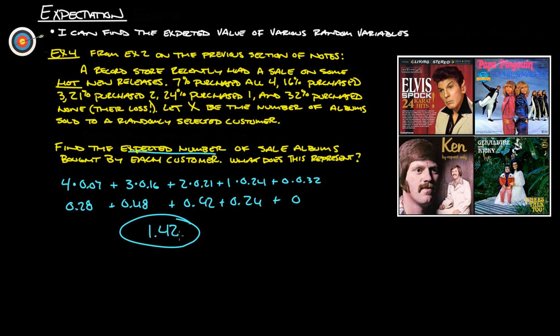What does this represent? Basically, the store owner can expect that every person that comes in to buy records, on average, is going to buy about 1.5 records. Obviously, they're not going to buy a half record, but on average, 1.42. So if 100 people came in, they could expect to sell 142 of these fantastic albums. Okay?